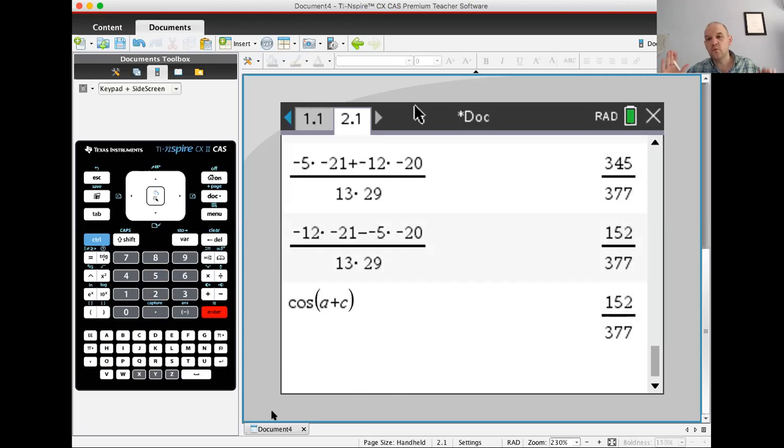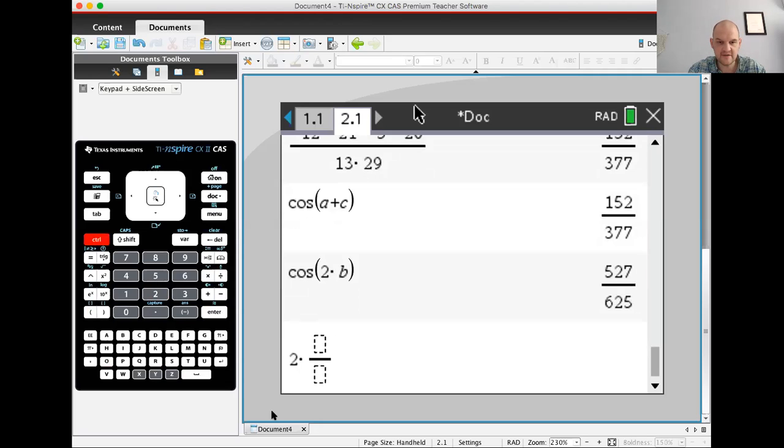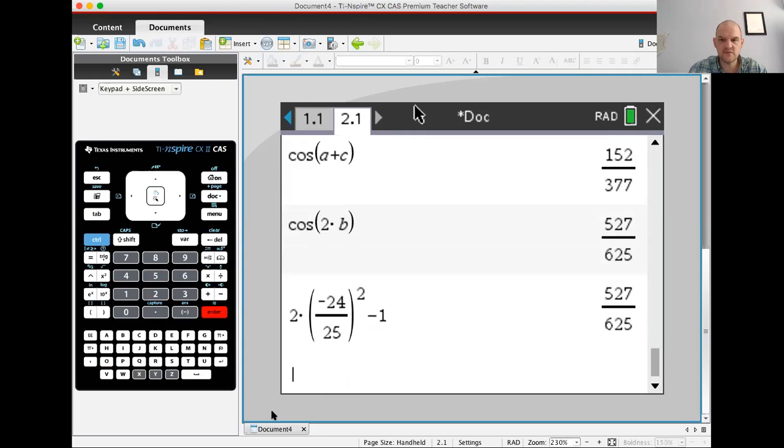Also, 152, 345, 377, Pythagorean triple. It's a weird way of running into triples. All right, cosine of 2b, according to the calculator, is this. According to us, it's 2 times negative 24 over 25 squared, and then minus 1. Got it. Things are looking good, maybe.